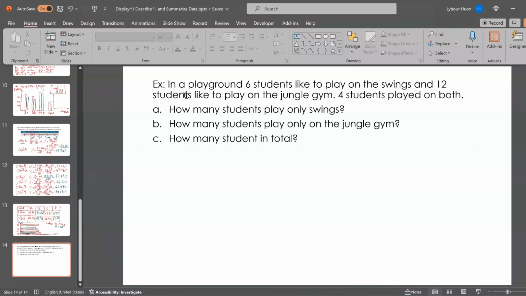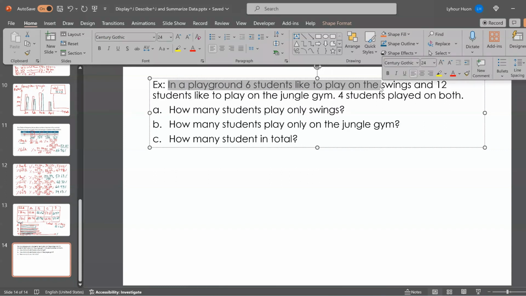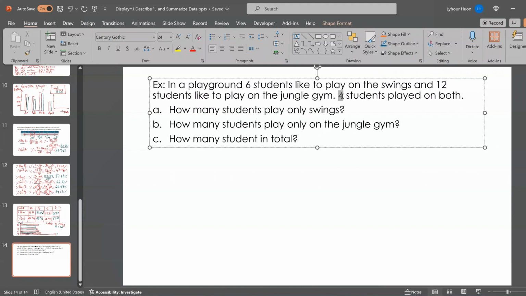Wait, I don't get it. Okay, so does it say the number right there? In the playground, 6 students play on the swing, but we don't know if they are also playing on the jungle gym or not. There are 6 students playing on the swing, and 12 students like to play on the jungle gym. But 4 students among them play on both. How many students play only swing? So this is the keyword, only swing.